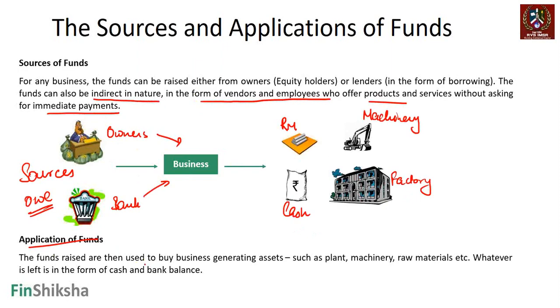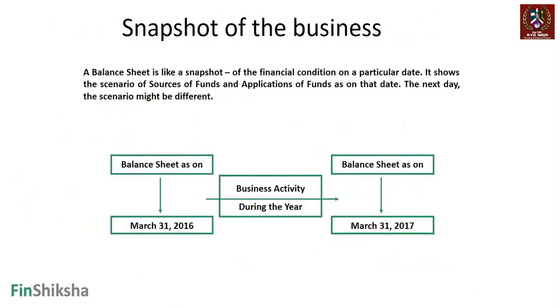Then we can use them for application of funds. You can buy business generating assets such as plant, machinery, raw material, etc. Some of these generate business in the long run. Some of these generate business immediately, right? Raw material is going to get used immediately, but a factory will be used over its life. What is left is in the form of either cash that you have in your pocket or bank balance, right? So effectively, the sources and applications of funds will always have to match.